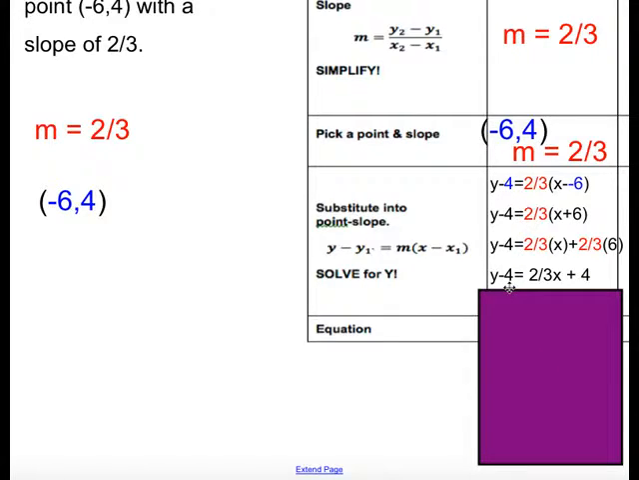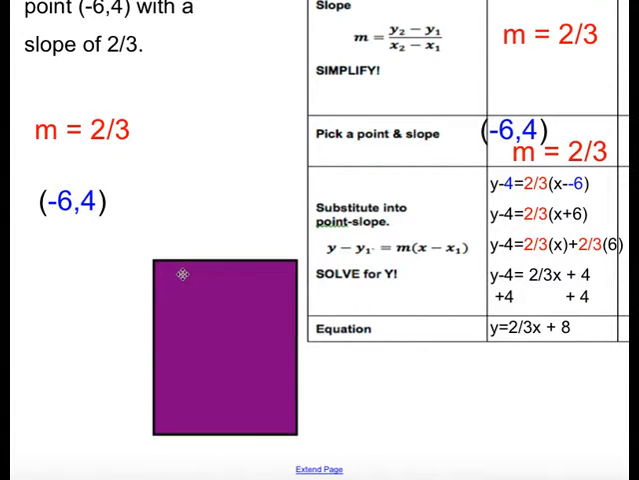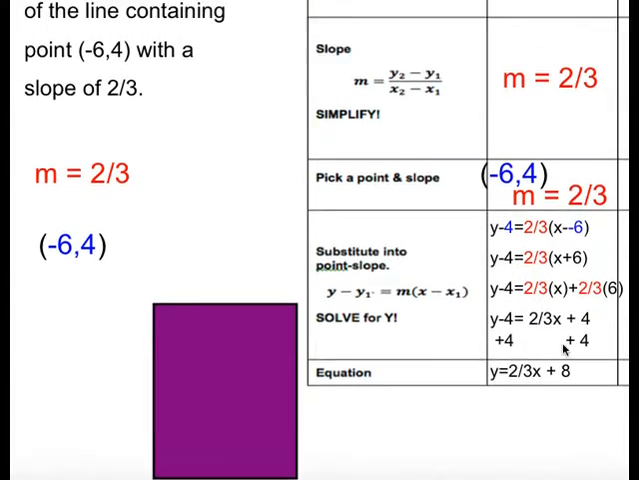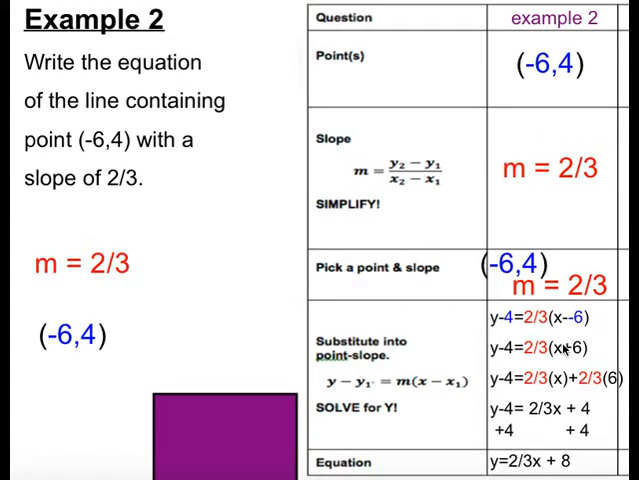Well, I have to get rid of the minus 4. So once again, I add 4 to both sides, and that gives me my final equation of y equals 2/3 x plus 8. 2/3 being my slope, my rise over run, and my y-intercept of 8. That's where it crosses the y-axis.